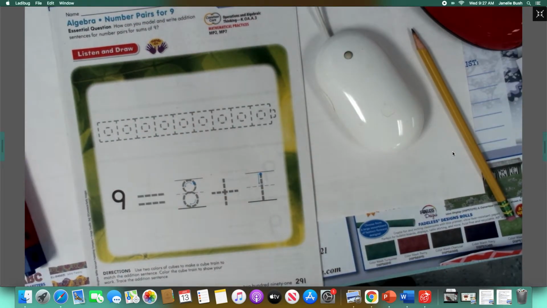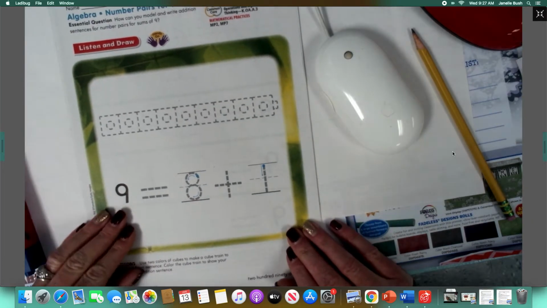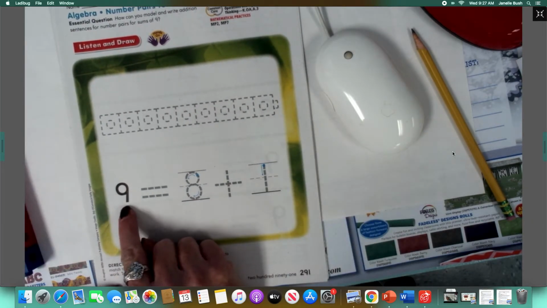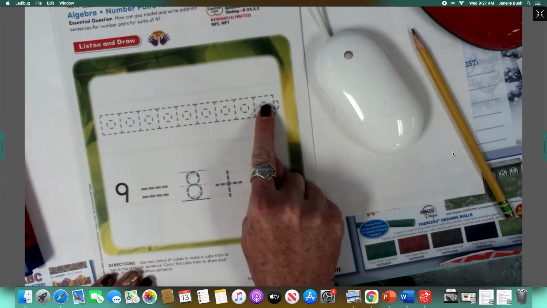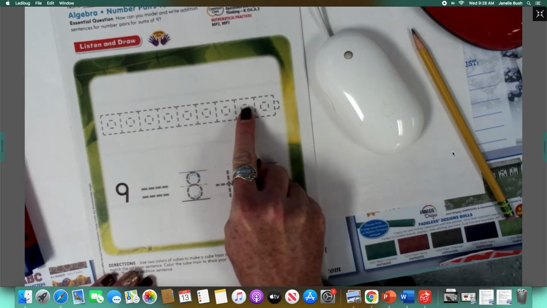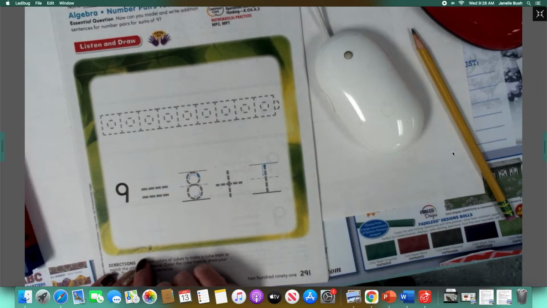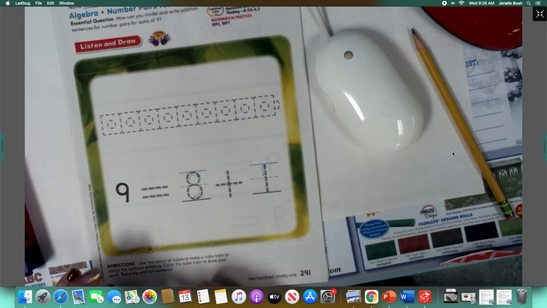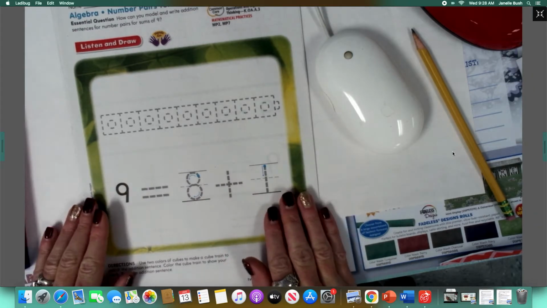All right, everybody. Listen carefully as I read the following problem aloud. Ari made a 9-cube train. Some cubes are red and some are blue. How many blue cubes and how many red cubes could we have? So let's look down first at our addition sentence. It says 9. So we know that we're going to have 9 cubes in the end. 1, 2, 3, 4, 5, 6, 7, 8, 9. Okay, it says some cubes are red and some are blue. So I'm going to use the cubes and everybody follow along with me.